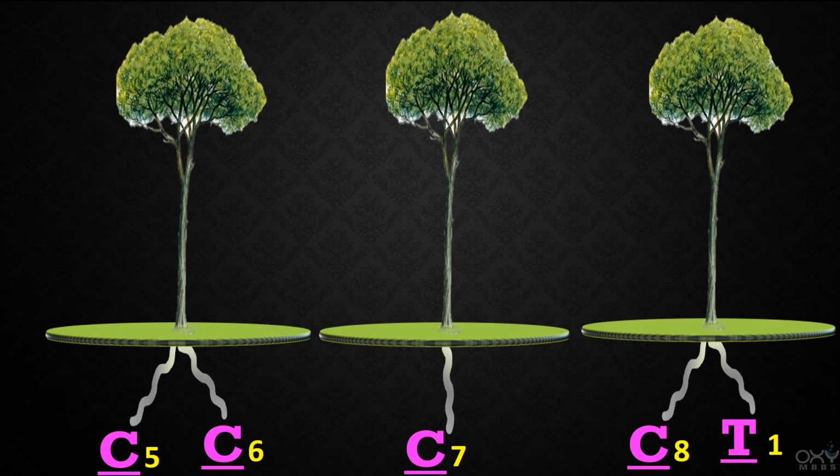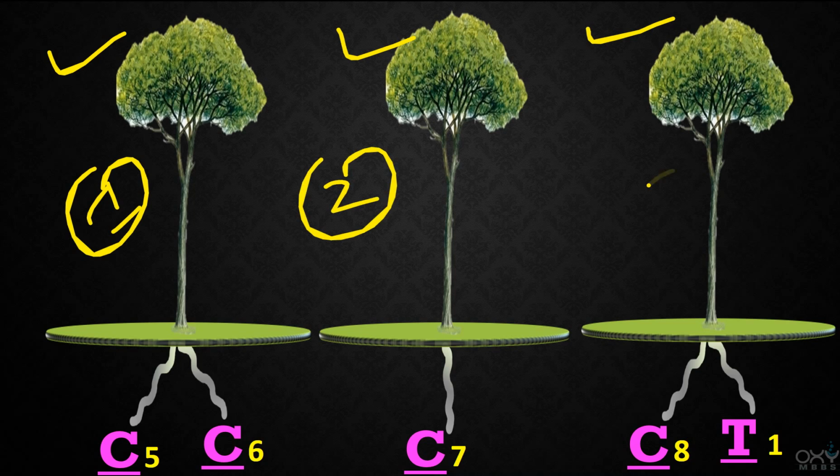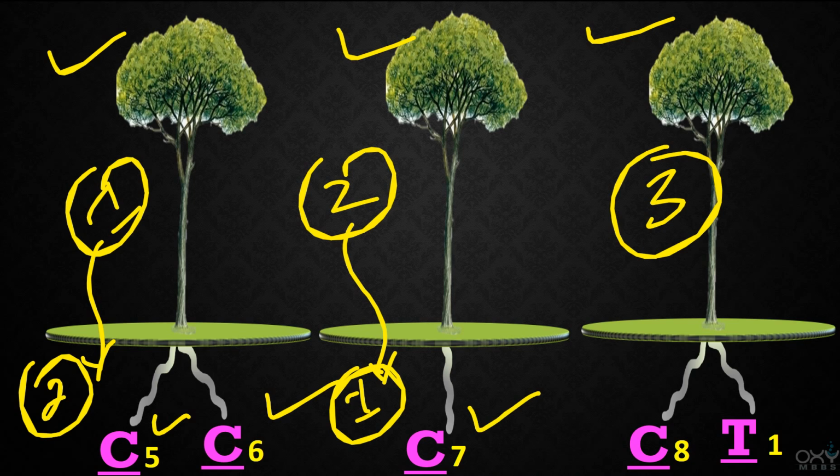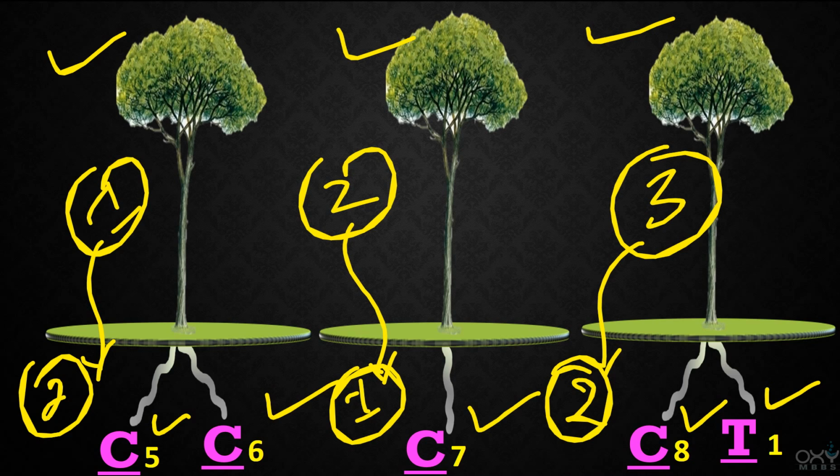Now friends, we have mainly three trees. First tree, second tree, and third tree. The first tree has two roots and their names are C5 and C6. The second tree has only a single root, only one root, and its name is C7. The third tree has two roots and their names are C8 and T1. So from here two very important points come.